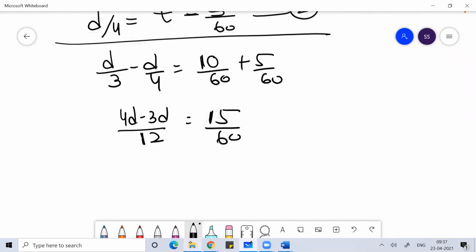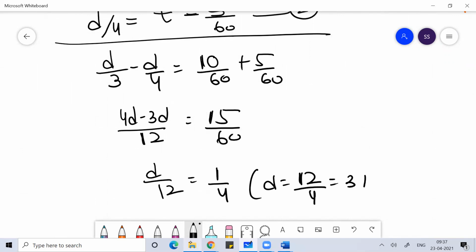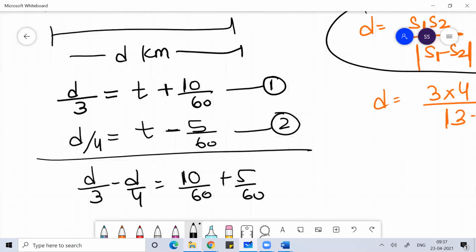So just solve this, d by 12 equal to 15 by 60. 15 by 60, 15 fours are 60, you can write as 1 by 4. So the d value is 12 by 4 or 3 kilometers. You can understand this.